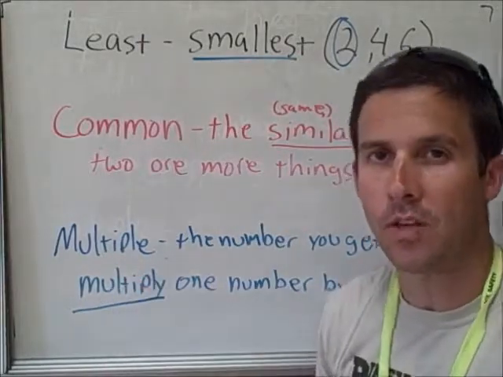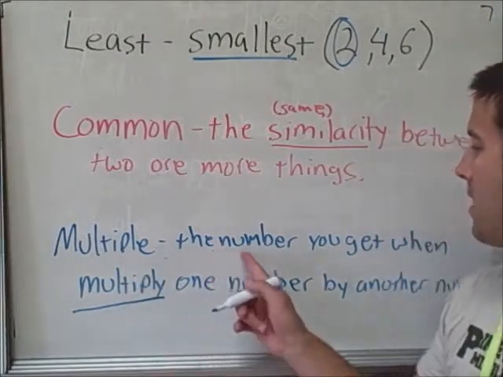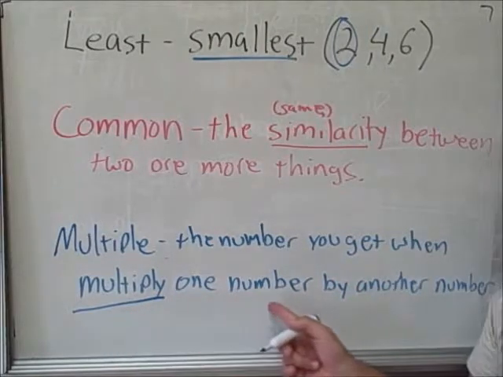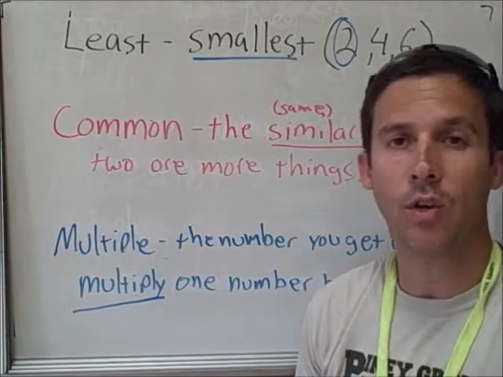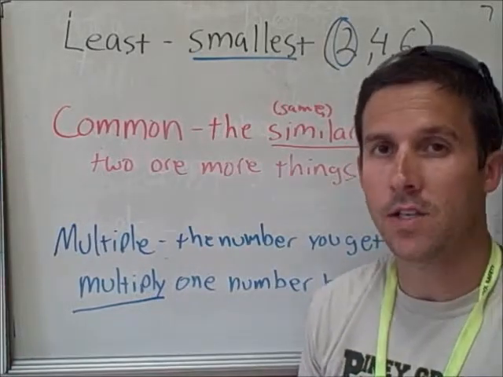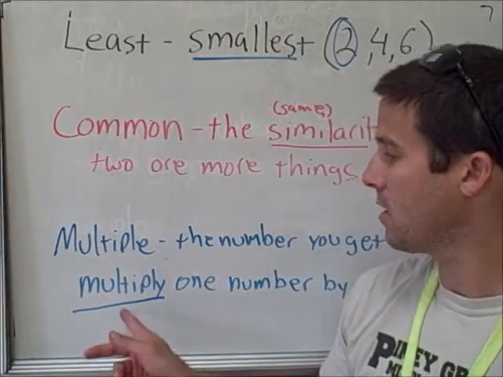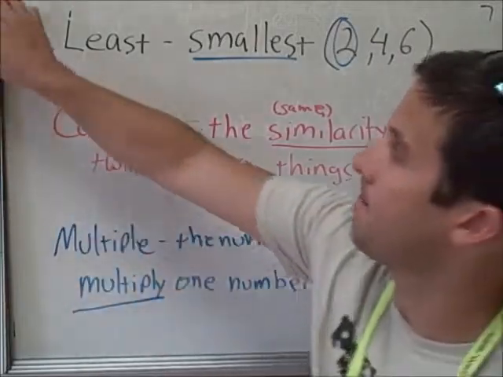Multiple. This is the word that really gets kids in trouble. Multiple. It is the number that you get when you multiply one number by another number. It's as simple as that. If you've worked with multiplication, you understand what multiples are. We just haven't really worked with this word yet. So, I think of the word multiply. Now, let's break it down.